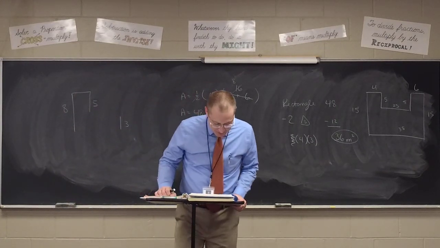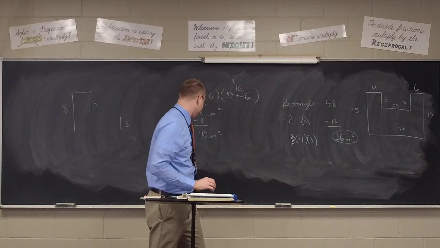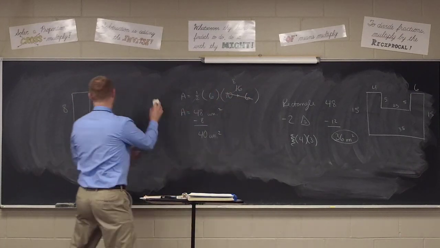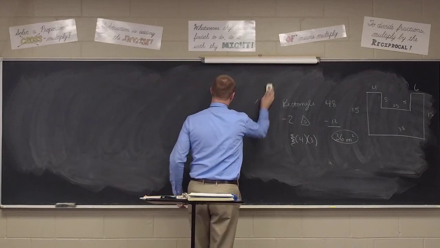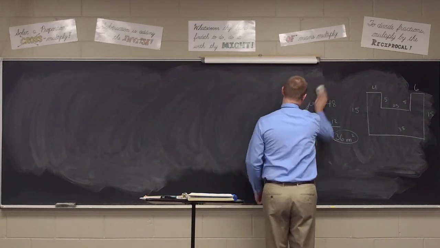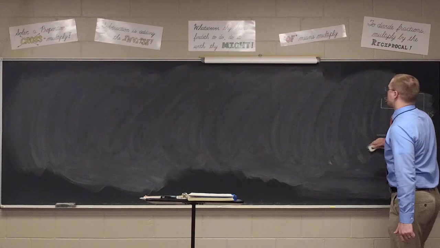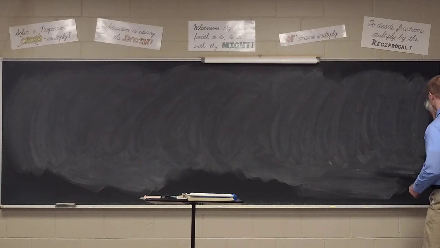All right, number 24. Go ahead and read it for us, Lana. The perimeter of a rectangle is 48 centimeters. If the base is 4 centimeters longer than the height, what are the base and height of the rectangle? All right, so it's a perimeter, right? So what's the perimeter formula we need here?